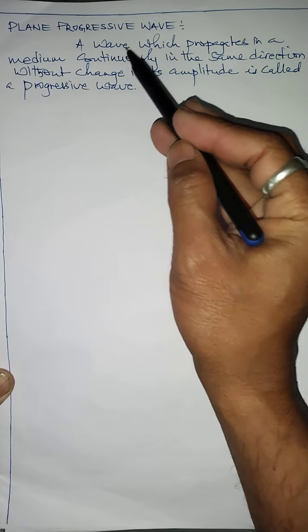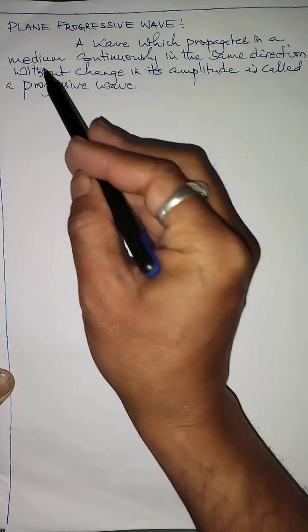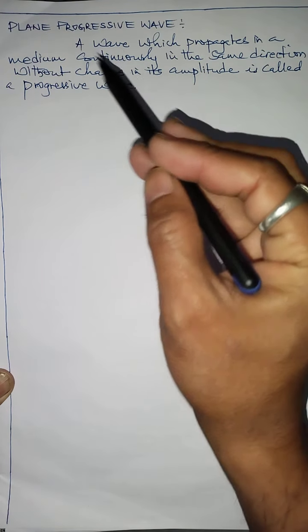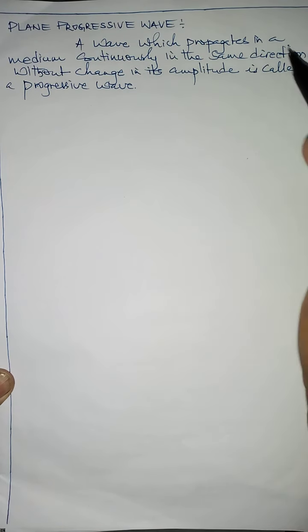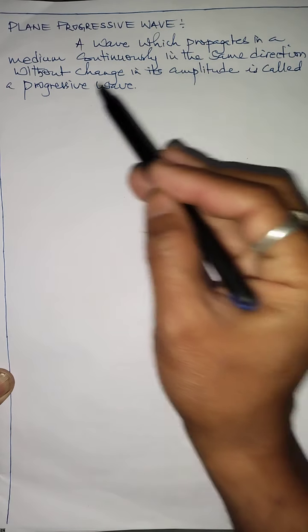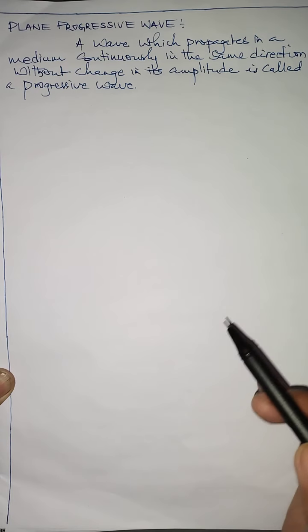That's why a plane progressive wave is simply a wave, a disturbance. A wave is simply a disturbance which propagates. Propagate means which passes through a medium continuously in the same direction, without change in its amplitude. Without change in what? Amplitude. And such type of wave is called progressive wave, or we simply call it plane progressive wave.